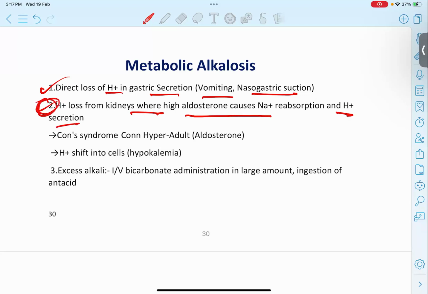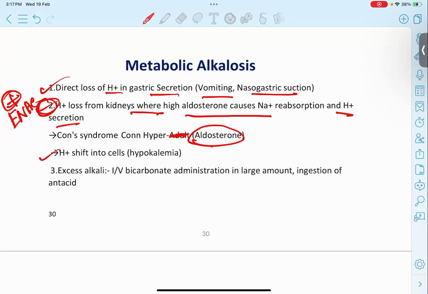So this one we already know from the ENaC. We know the function of ENaC is to secrete proton. Another is Conn syndrome. What is Conn syndrome? Conn syndrome is nothing but hyperaldosteronism. So in hyperaldosteronism, what would happen? ENaC will get activated, because the function of ENaC is the same as the function of aldosterone. So we will find metabolic alkalosis.